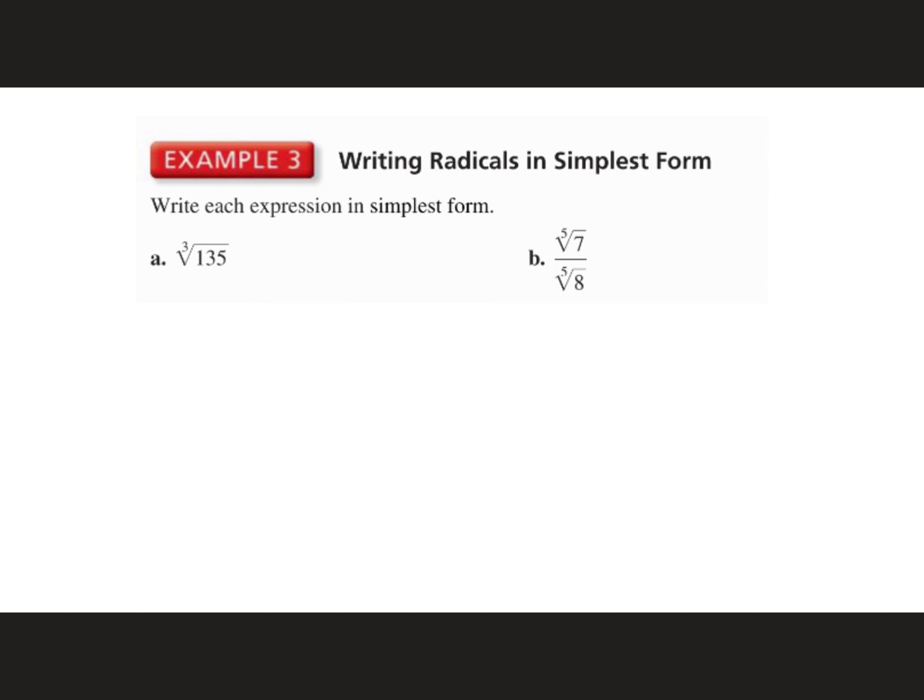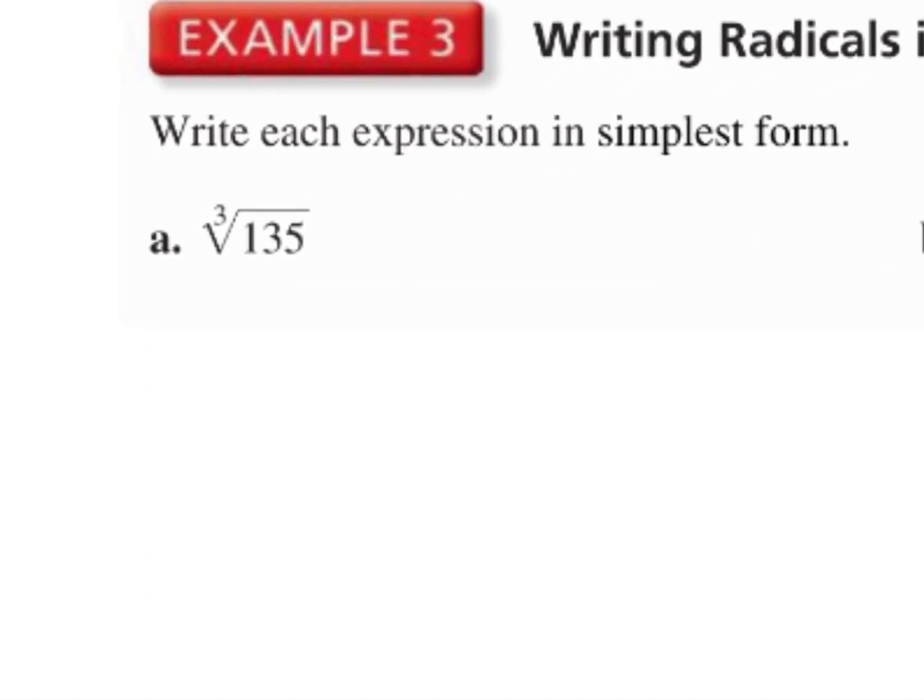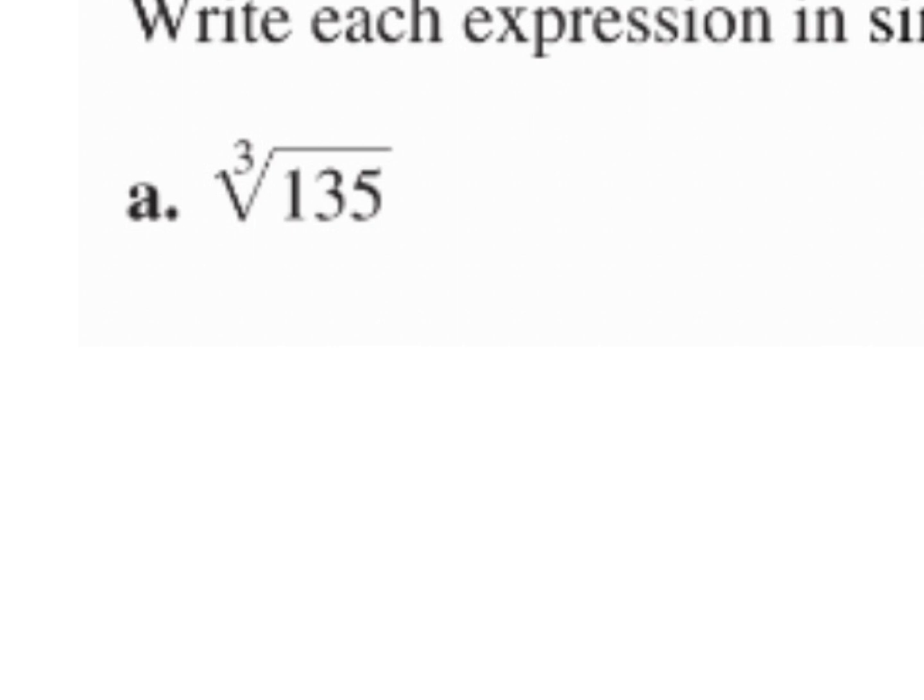Okay, let's look at example 3. We have to write each expression in simplest form. For A, I have to simplify the cubed root of 135. What are 2 factors of 135? 3 and 45. Perfect. What are 2 factors of 45? 5 and 9. 2 factors of 9? 3 and 3.